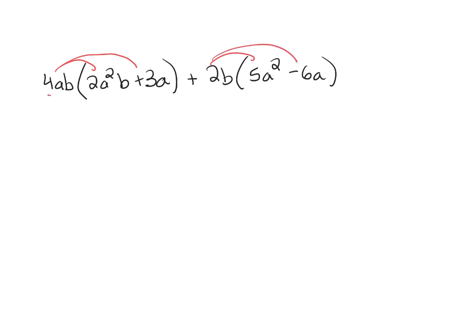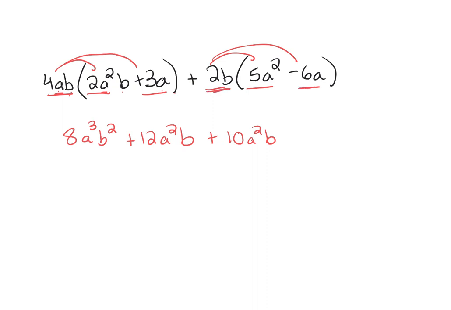All right, so 4ab times 2a squared. 4 times 2 is 8. Your a's is a to the 3rd, and then b times b is b squared, plus 4 times 3 is 12. a times a is a squared, and then the b just follows. Okay, plus 2b times 5a squared. So 5 times 2 is 10, and that would just be a squared b. And then 2b times negative 6a would be negative 12ab.